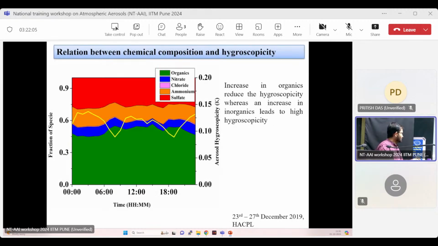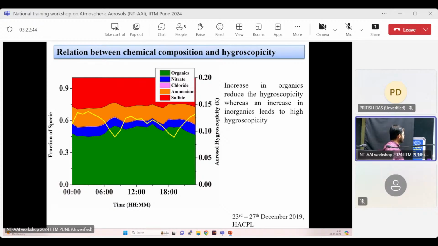So now I'll highlight a few results from our lab. If you see here, this yellow line is basically the actual measured hygroscopicity, and the background color fraction plot is basically your chemical composition. If you see closely, whenever you have high kappa, so the kappa axis is this one, and this is the mass fraction axis. We try to see how this chemical composition is related to kappa, whether there is a one-to-one relation or an indirect relation.